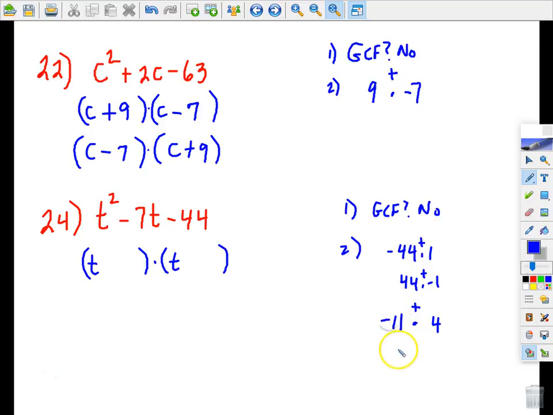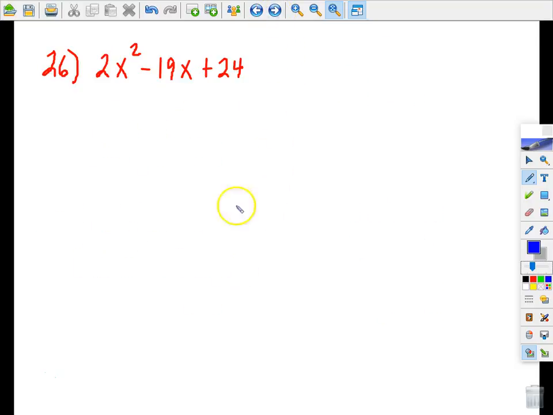Well, that means that the 11 must be negative. 4 must be positive, because a negative 11 plus 4 is negative 7. So my factoring will be t minus 11. That's one of my linear binomials, and then t plus 4 is the other one. And again, just like we saw up here, you could have switched these complete binomials. Now, don't switch the signs, but if you switch the binomial order, then that would be okay.